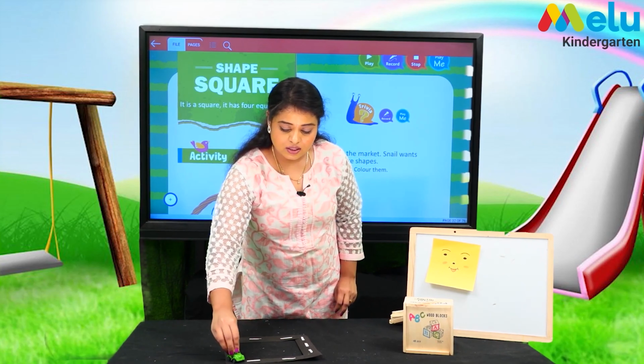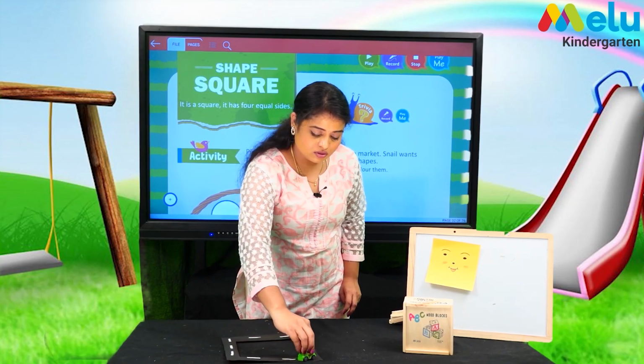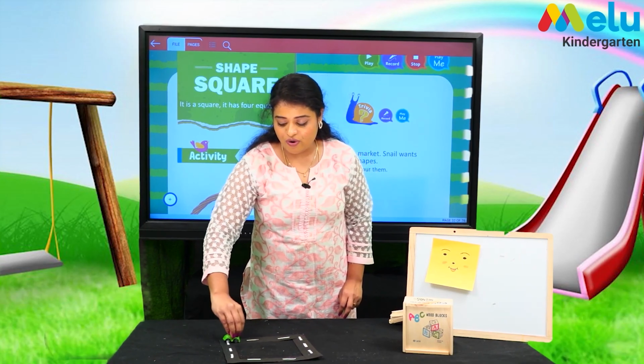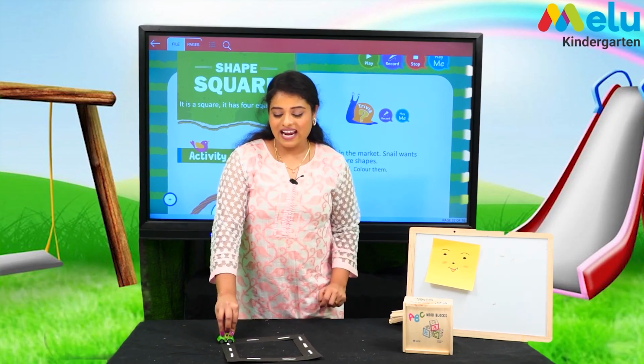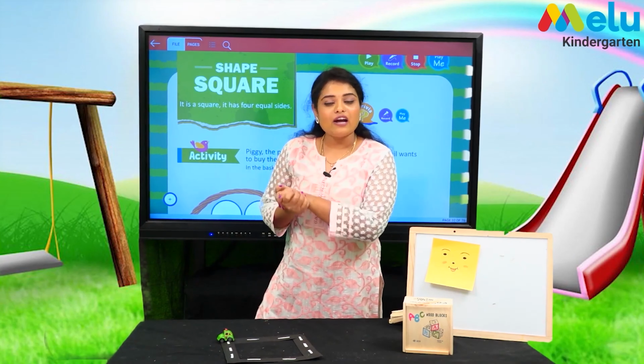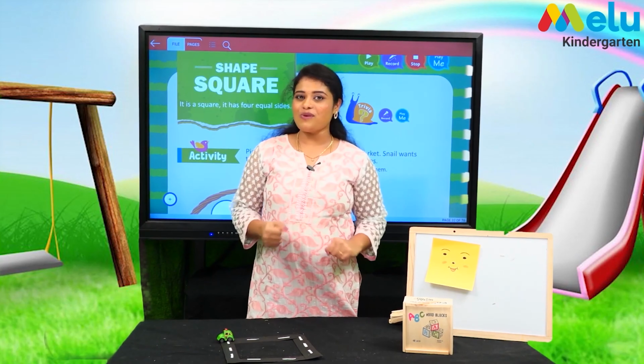1, 2, 3, 4. 4 sides and I have made a square. Hey, so I have learned to trace the shape square.